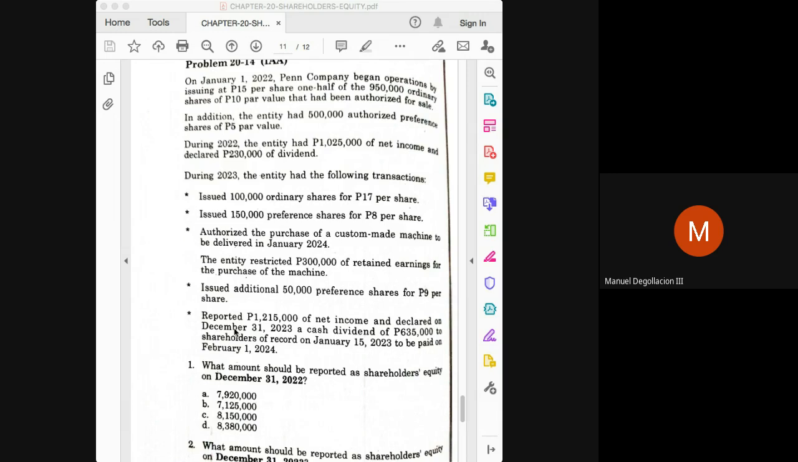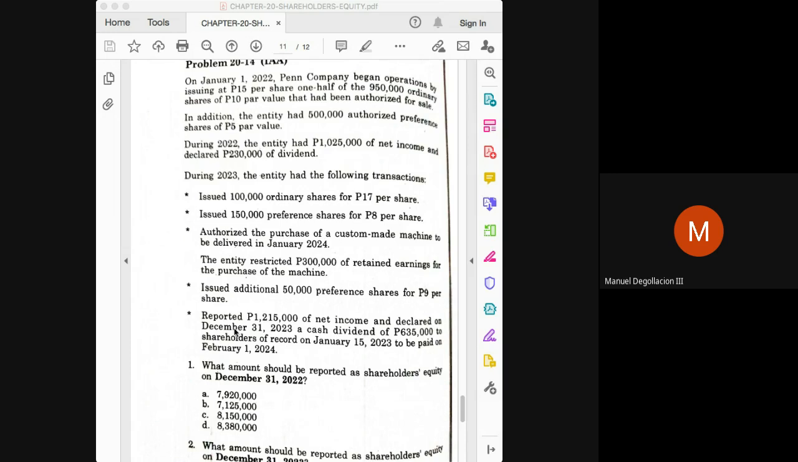During 2022, the entity had 1,025,000 of net income and declared 230,000 of dividend. So from this paragraph, we will be able to answer the December 31, 2022. We begin with the January 1. This would give us the initial amounts for the shareholders' equity accounts. Okay, what did we do on January 1, 2022? We issued one half of our authorized shares.